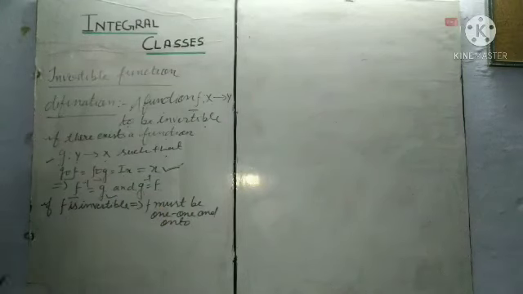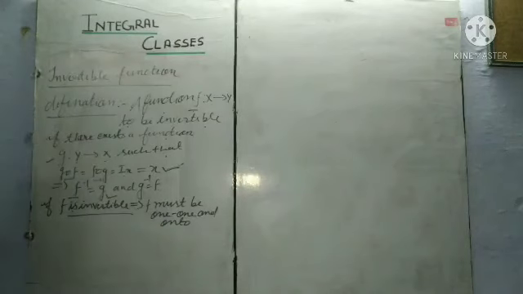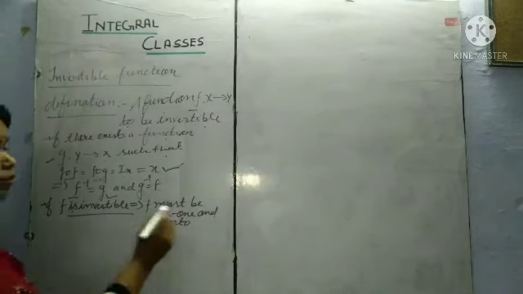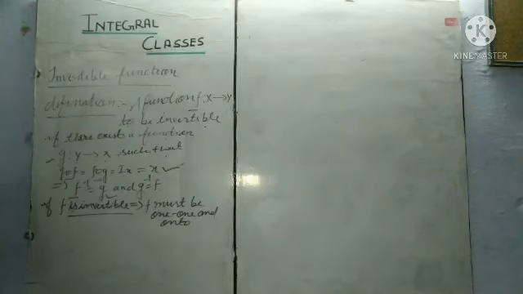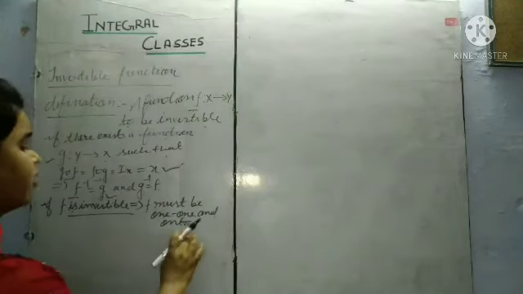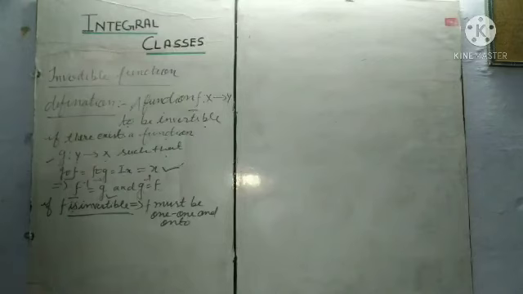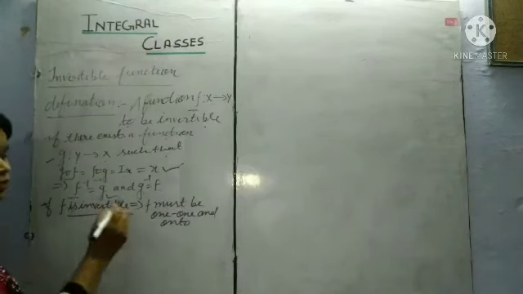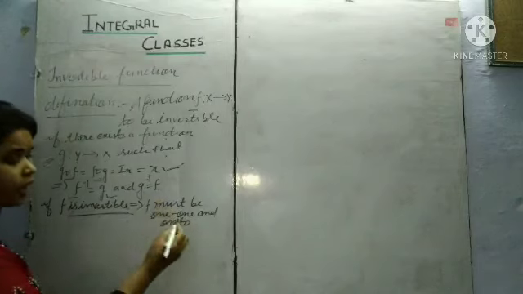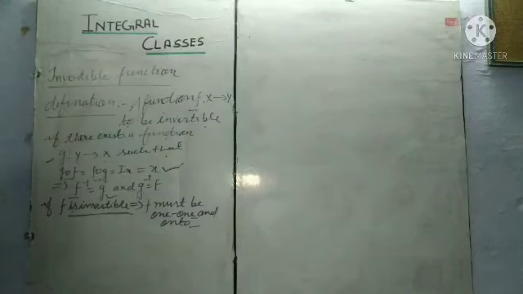Now, if we are given a function that is invertible, how can we prove it? f must also be one-one and onto. It means if a function is one-one and onto, then it is invertible. Or conversely, if a function is invertible, we can prove that the function is one-one and onto, which means bijective.